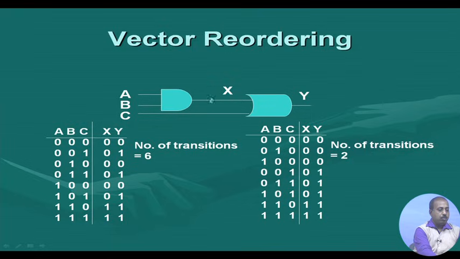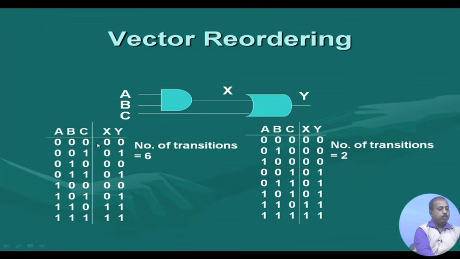So if you just count the values at x and y, these x values are 0 altogether up to this 1 0 1, and then for the next two patterns it is 1, and y is like this. Now let us see how many transitions have occurred. So in the x line there is a transition at this point. After applying pattern 1 0 1, when we apply the pattern 1 1 0, there is a transition. So that is transition count 1.